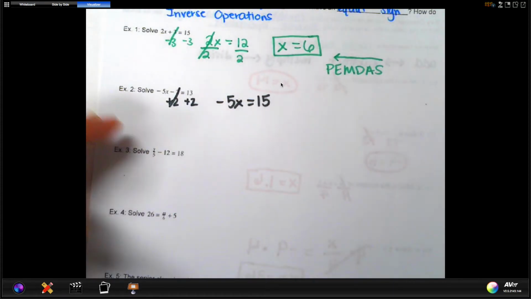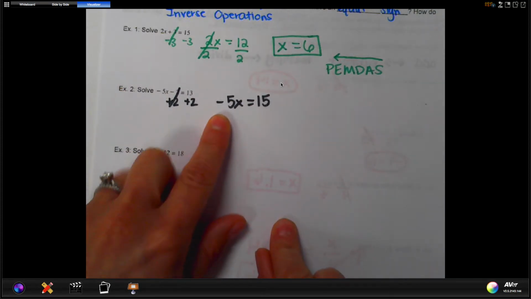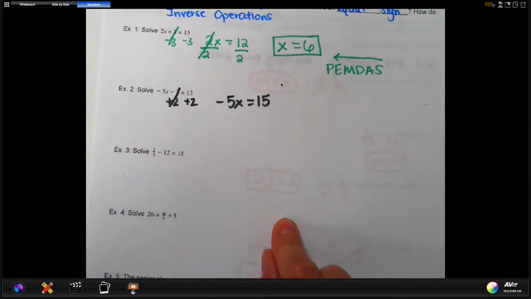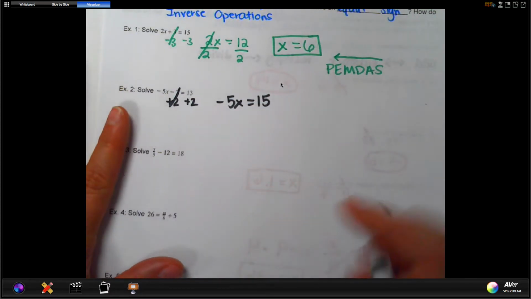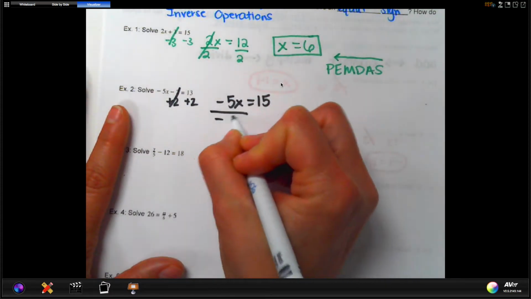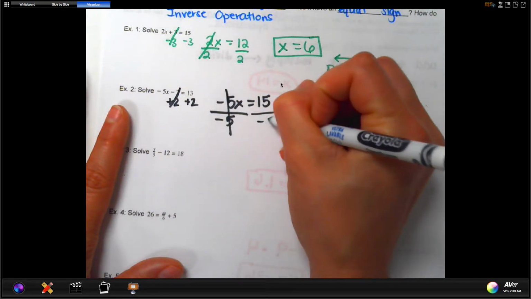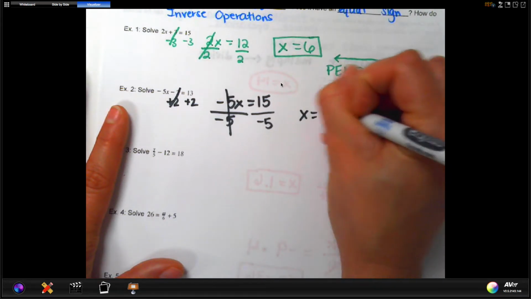And again, it means multiply. So here's where students start to get a little confused. So am I undoing the negative 5 or am I undoing the multiply? In the second step, we're undoing the multiply. So since we're doing that, we're going to take the negative with us. We're going to divide by negative 5. Cancel that and divide by negative 5. So we get x equals negative 3.